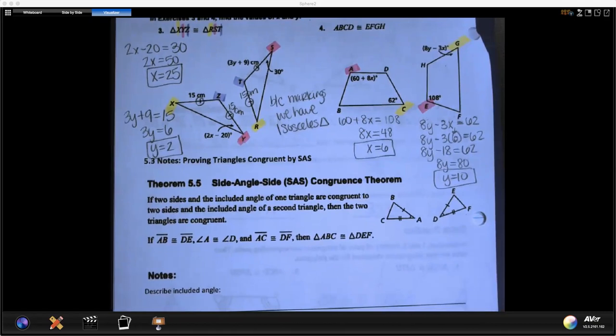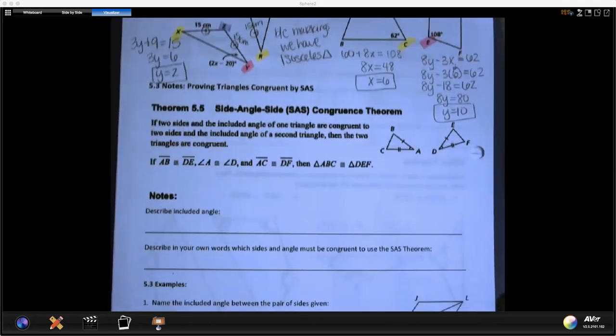All right, any questions or concerns about 5.2? All right, let's talk about 5.3 then.